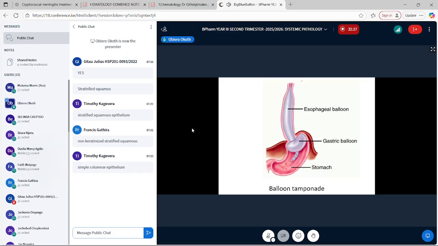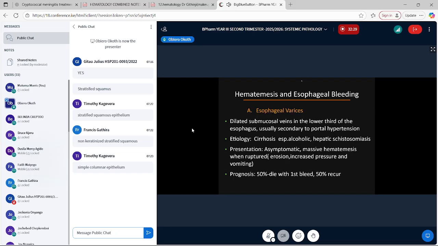This one will typically present with bleeding. The next lesion that will present typically with bleeding is called esophageal varices. Esophageal varices are basically dilated submucosal veins in the lower third of the esophagus, usually secondary to portal hypertension. Anything that's going to cause portal hypertension can give you esophageal varices. You're going to discuss portal hypertension much better when you come to the liver.